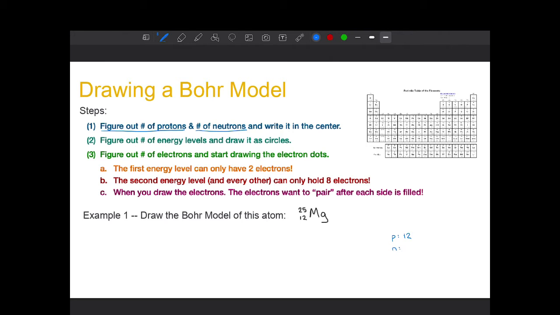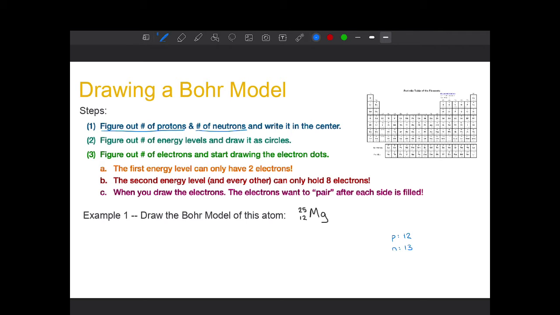Neutrons, how many are there? There's got to be a certain amount of neutrons that adds to 12 so that there's a mass number of 25. So what adds to 12 to become 25? That's got to be 13. So this together will have a mass number of 25. Makes sense? All checks out.